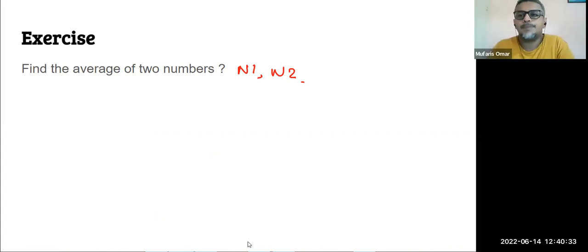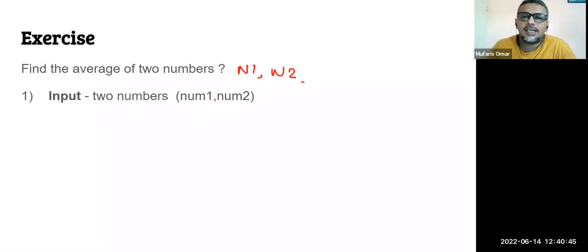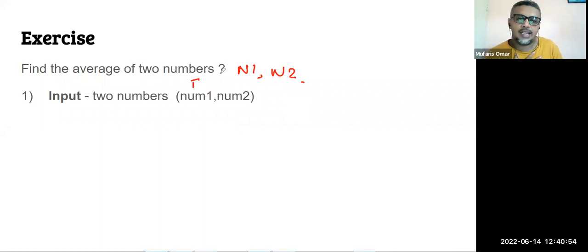You know the steps, right? We have to define three things: the input, the process, and the output. Shall we just check the answers? So what is the input? You can say the two numbers. Here I have assumed number one and number two. If you are writing N, capital N, then you can use the capital N, right?